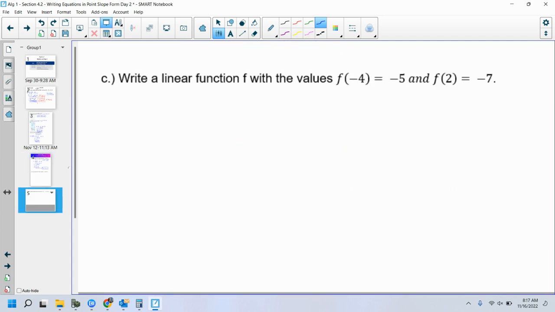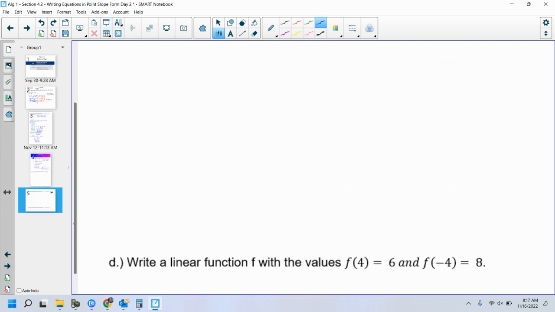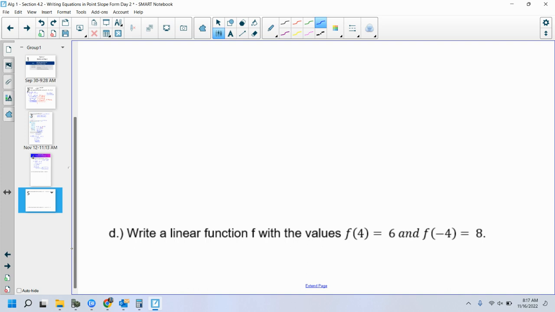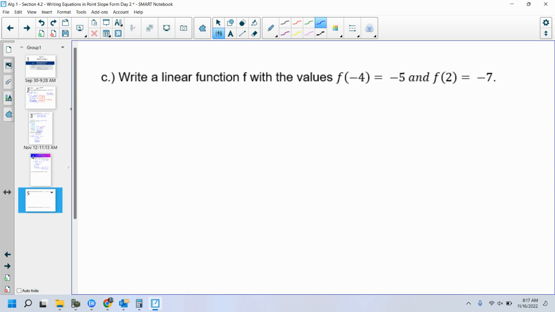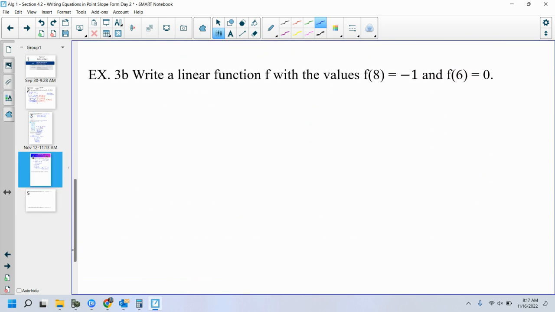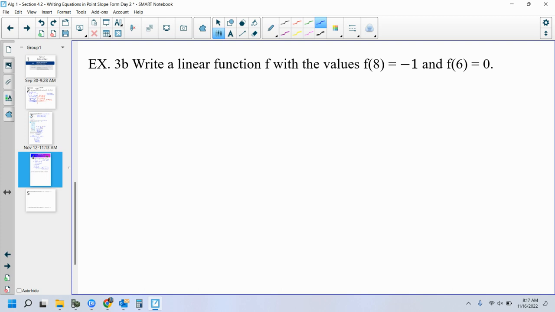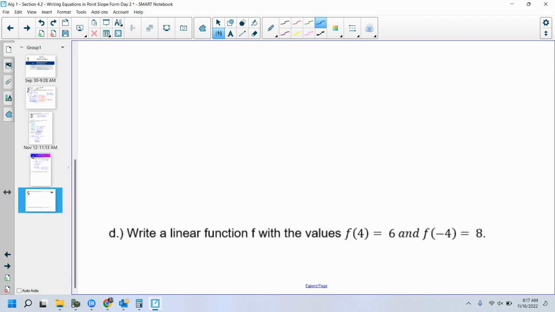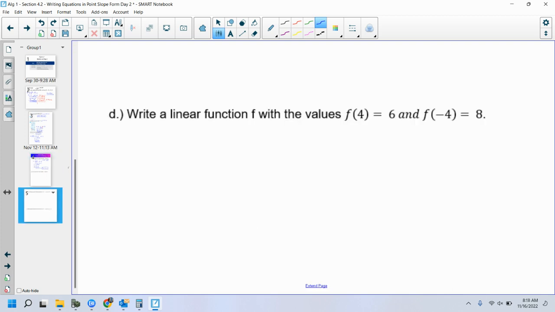Let's do one of them on your own. What's this one down here? Let me just see. Oh, that's a whole lot of negatives. Let's not do that one. You know what? I lied. Let's do this one down here. Try that one on your own.